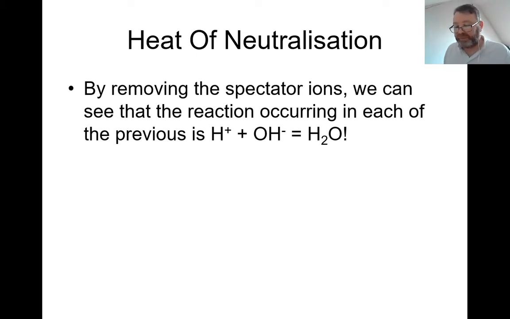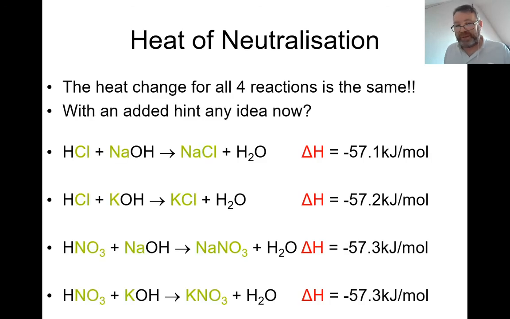Okay, so let's just go back to the previous slide for a moment. The spectator ions are in green. So Na plus, Cl minus, K plus, NO3 minus. They're spectators because the chemistry in all 4 reactions here is between the H plus and the OH minus, and not the Na plus or the Cl minus or the K plus or the NO3 minus. The chemistry is not there.